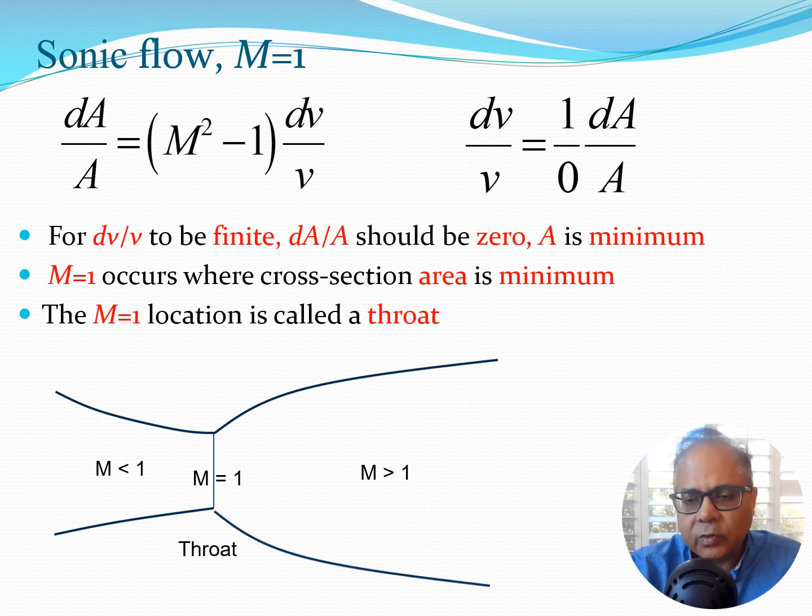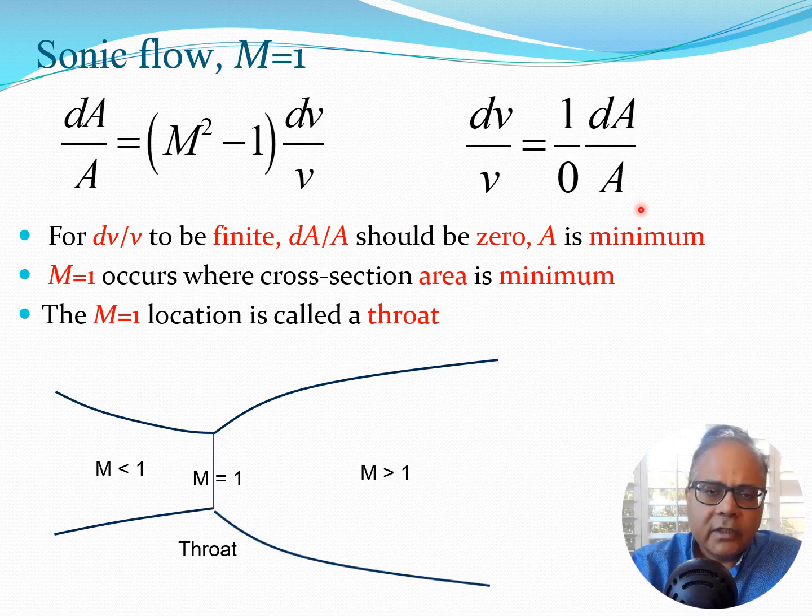So now let's look at the region which is in the middle of these two regions, and that is sonic flow. So M equals 1. So if M equals 1, M square minus 1 is going to become 0. So I can write dV by V is 1 by 0 times dA by A.